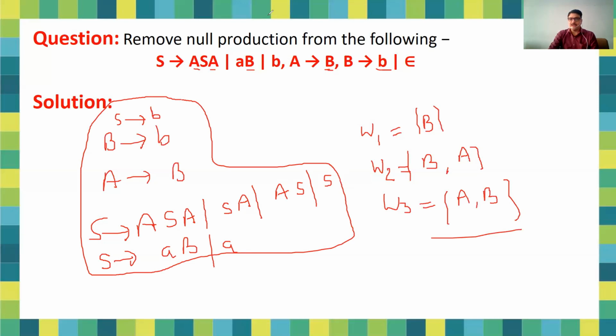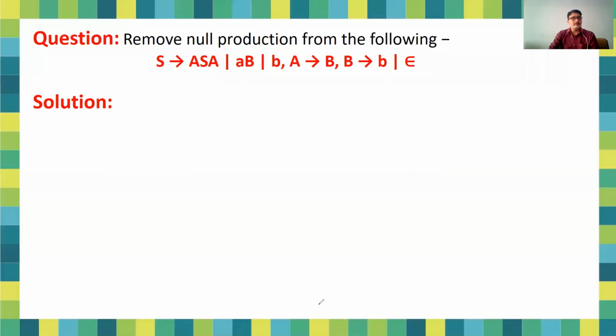So you can verify all these production rules with the help of this diagram. This is the simple answer that I already solved for you, and you can verify it. It is the same as I solved. So this is the simple way by which you can remove the null production.